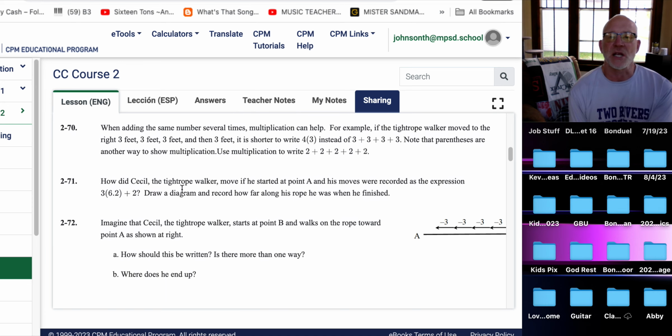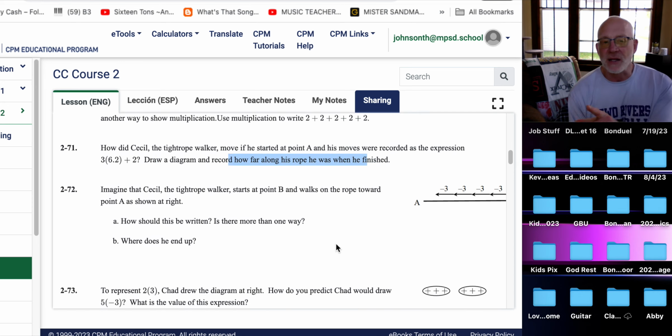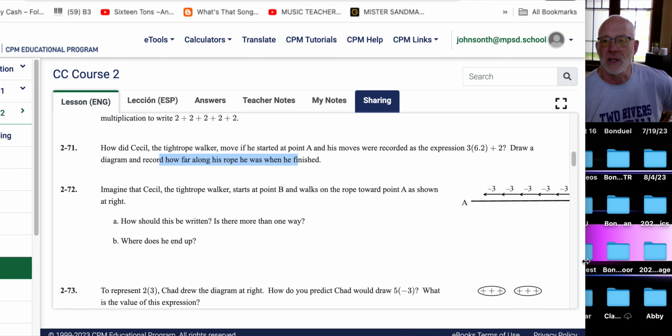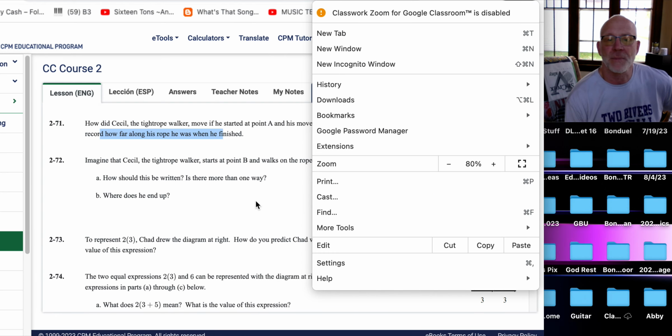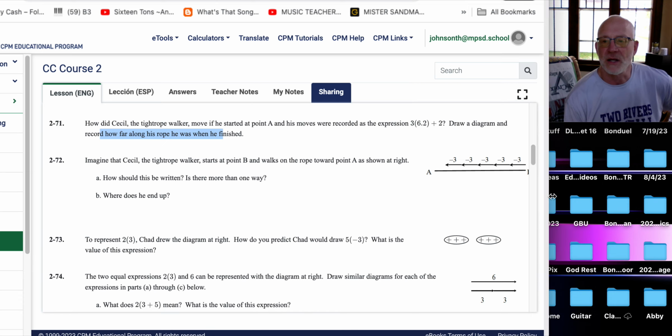How did Cecil, the tightrope walker, move if he started at point A and his moves were recorded as the expression 3 times 6, 2 plus 2? Draw a diagram. Record how far along the rope he was when he finished. Then, problem 272: imagine that Cecil starts at point B. Where is point B? Are you there? There's point B right there.